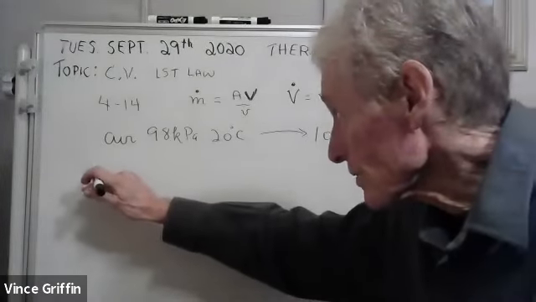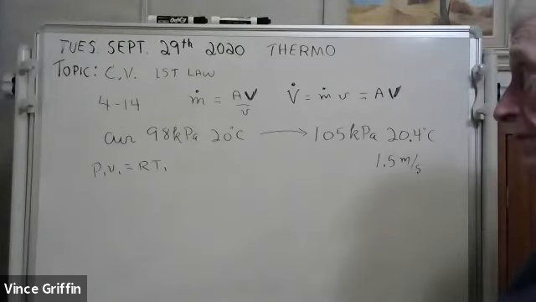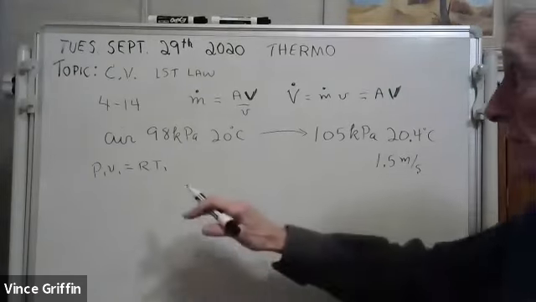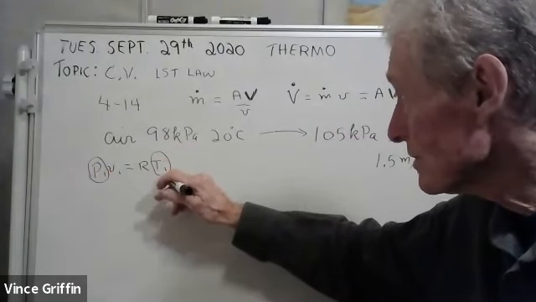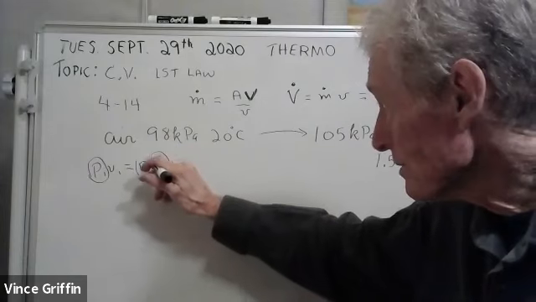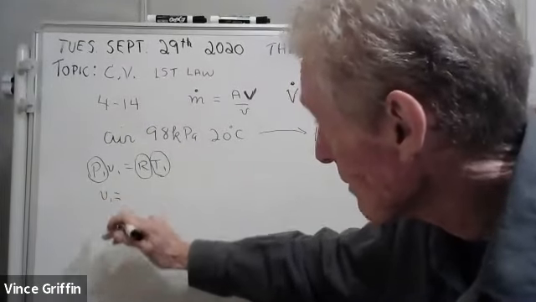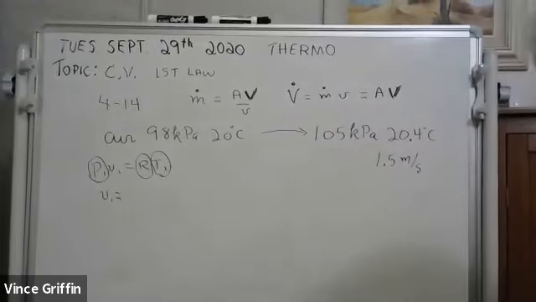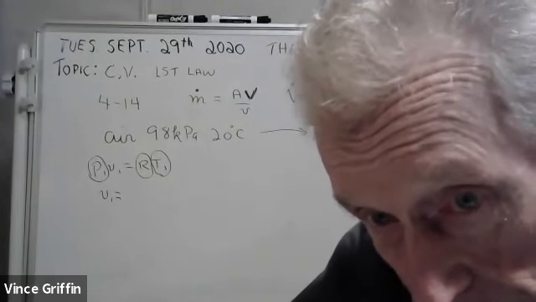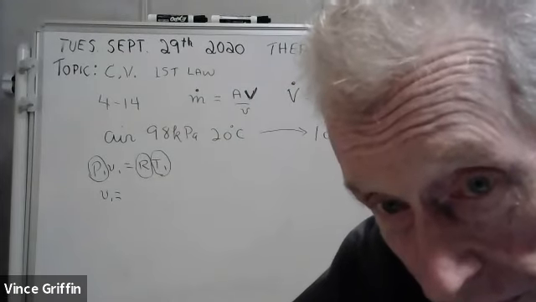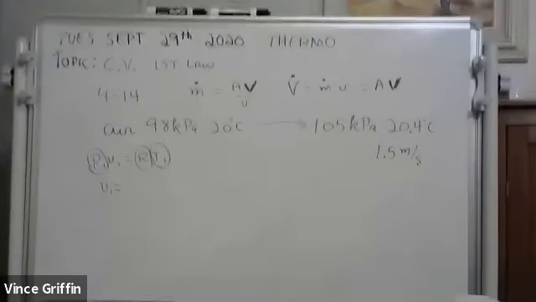But first, what we're going to do is P1 little v1 equals RT1. And look here, we know the pressure, we know the temperature, we know it's air, so you can look up the gas constant for air, and we can get little v1. I'm going to shut up now, and you have 1 minute to get little v1 for me. On your mark, get set, go.